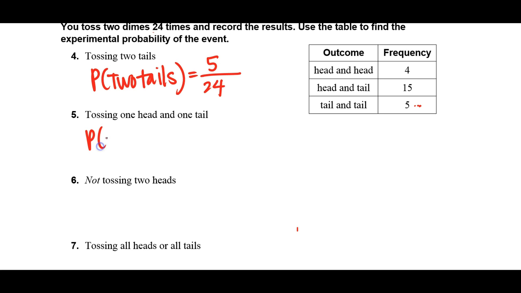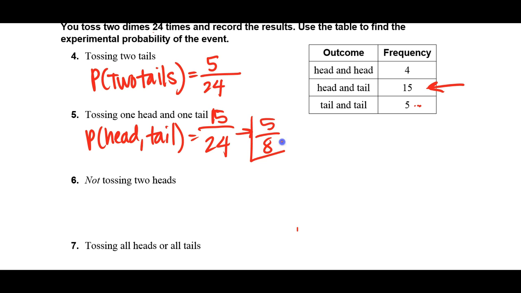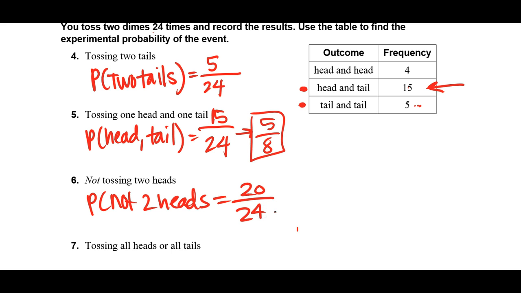Tossing 1 head and 1 tail, so head and tail. Out of 24, I tossed 1 head and 1 tail 15 times. So that is 15 out of 24, and that simplifies to 5/8. Not tossing 2 heads, so P not 2 heads. Okay, so I didn't toss 2 heads here, and I didn't toss 2 heads here. So 15 plus 5 is 20 out of 24, and that simplifies, if I divide by 2, to 10 over 12.